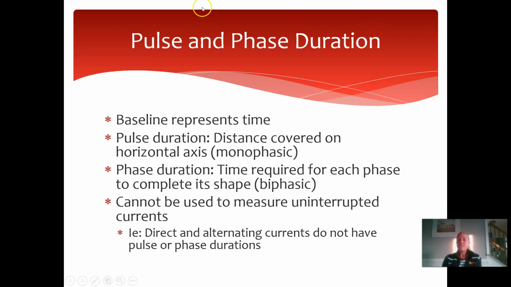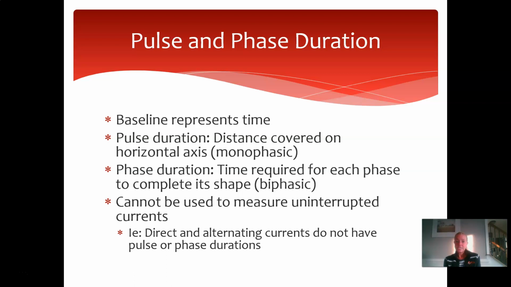All right, so again, we're getting into a couple of slides where I want to do some drawings and diagrams with you in lab to kind of help these make a little bit more sense. But we're going to talk about some terms like pulse duration, phase duration. These are terms that we use to measure pulse currents, right? We can't measure these on a continuous current because continuous currents don't have pulses. So these are only on pulsed currents.